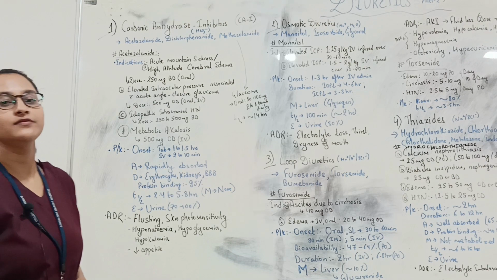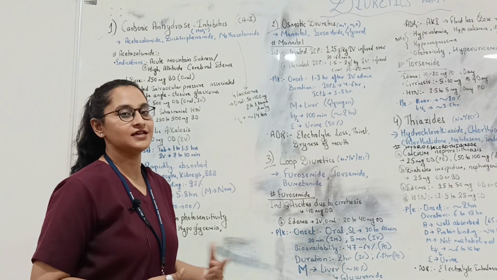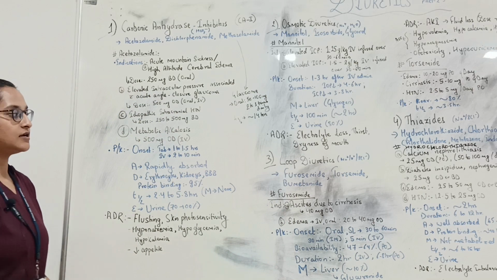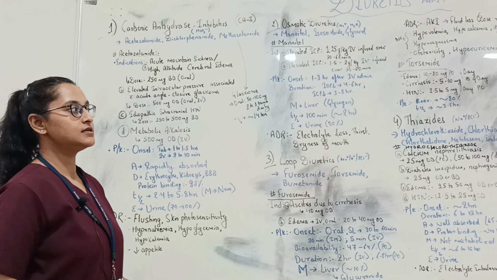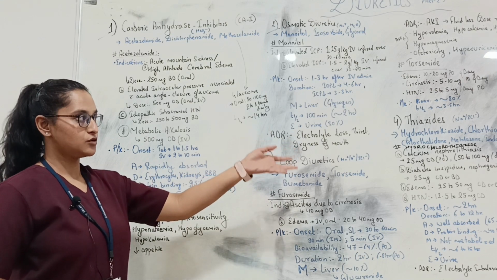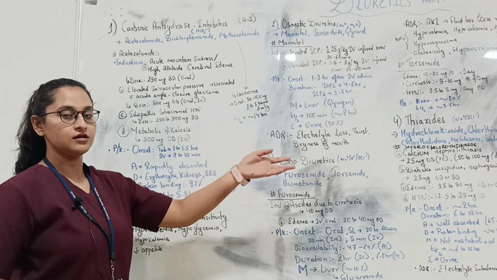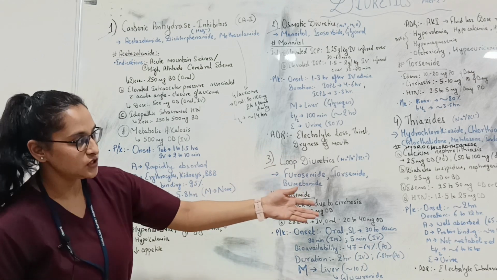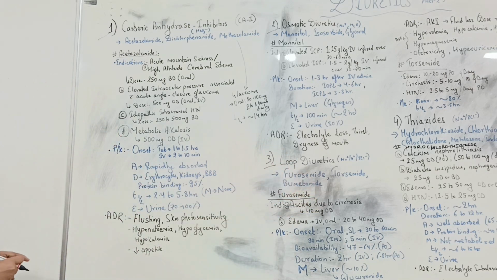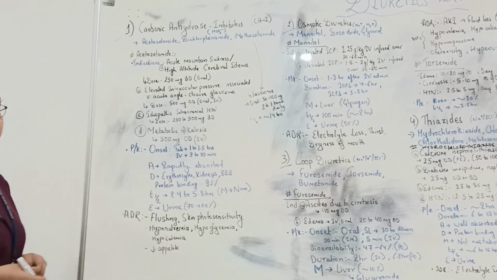Hello everyone. So today we'll see about diuretics again. This is part 2. We'll see all the drugs and ADRs as well as the pharmacokinetics, and I'll explain the sodium and water retention in chronic heart failure, which is a consequence of the diuretic treatment. So let's start with the first, the weak diuretics, that is carbonic anhydrase inhibitors.